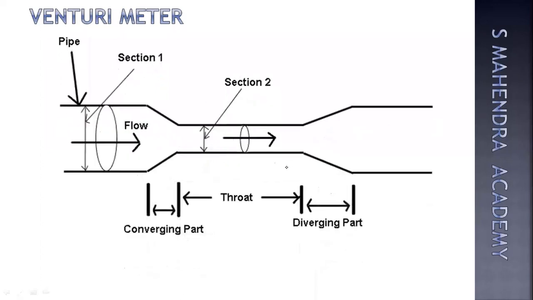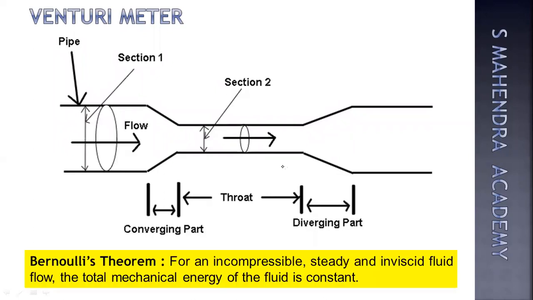The working of venturimeter basically depends upon Bernoulli's theorem, which states that for an incompressible, steady and inviscid fluid flow, the total mechanical energy of the fluid remains constant. The mechanical energy means the addition of pressure energy, gravitational potential energy and the kinetic energy. And as per Bernoulli's theorem, the summation of all these three energies remains constant.